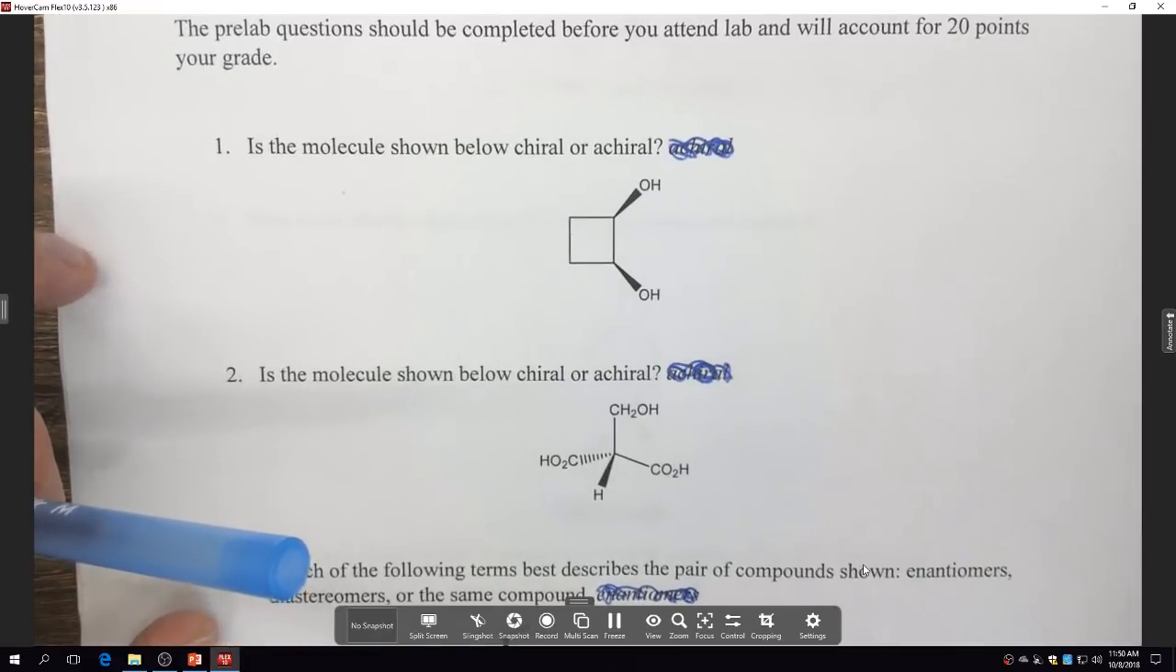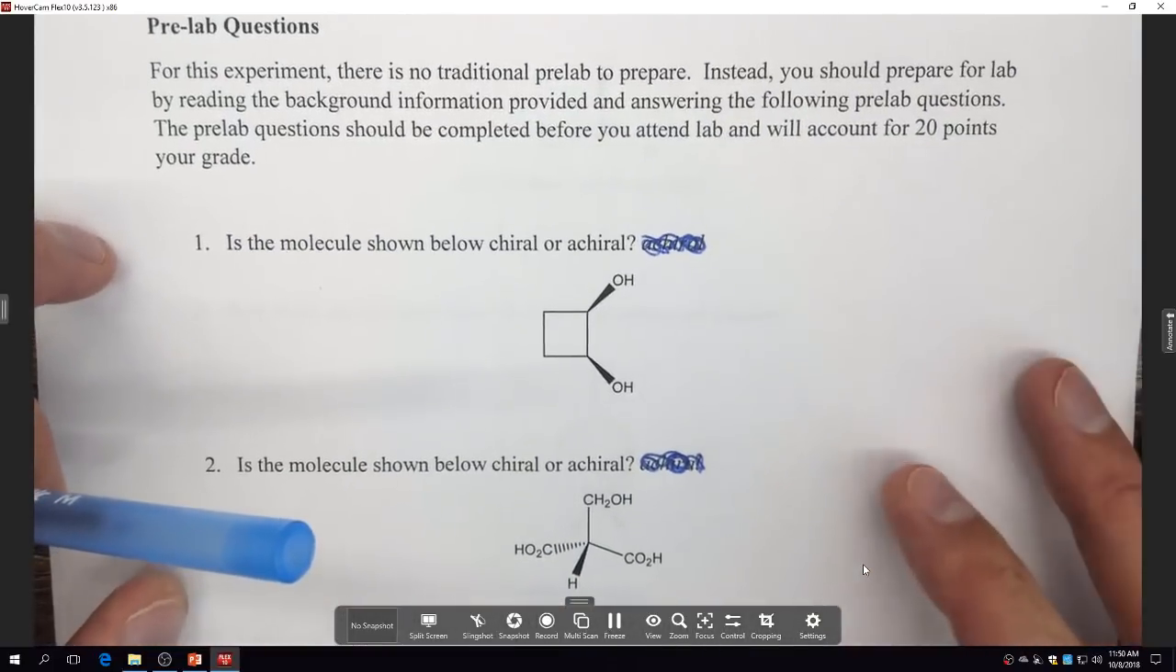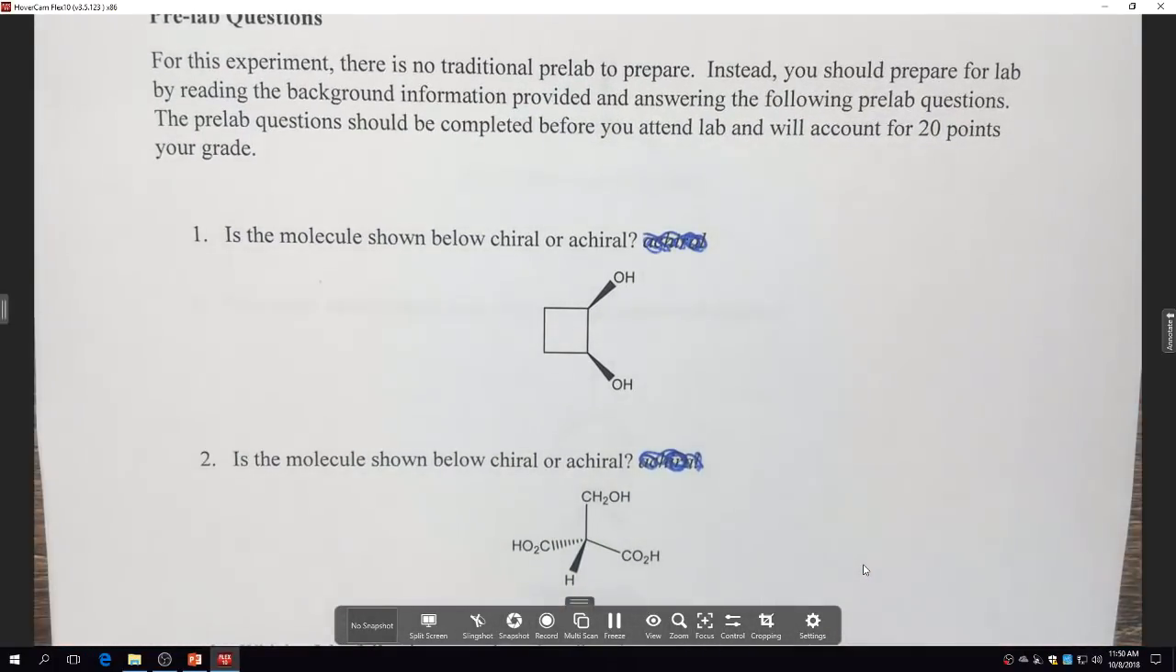So the first thing we want to do is determine whether the molecule is chiral or achiral. What page is this on in your lab manual? Okay, this is on page 83 of the lab manual, so you can actually just rip it out. What does chiral mean again? Is there a carbon with 4 different atoms attached to it?